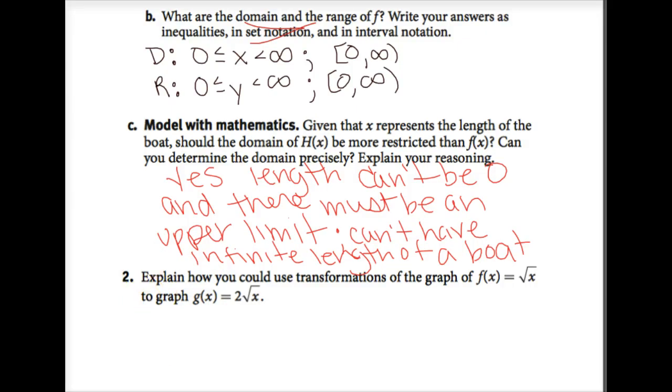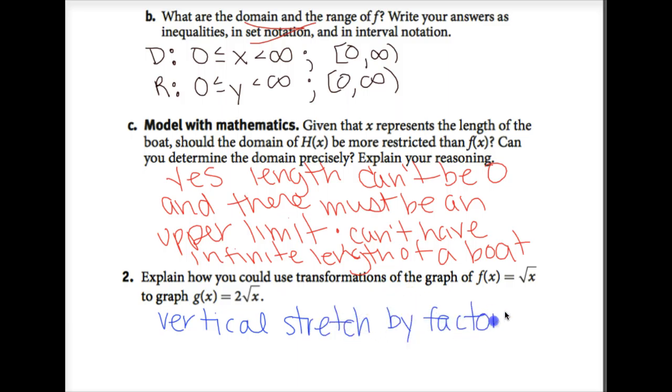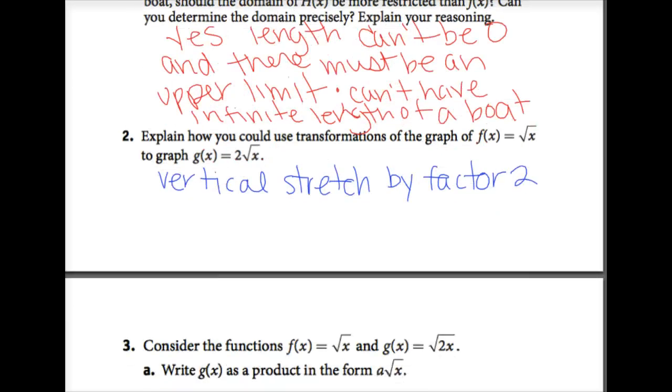All right, number 2, explain how you would use transformations of the parent graph, f of x, to graph g of x equals 2 times the square root of x. So very similar to our h of x, except that now it's a 2 instead of a 1.34. So think about it for a minute, write your answer there in your book, and we'll check it here. Hopefully you said that we would do a vertical stretch by a factor of 2, because that is your answer there.